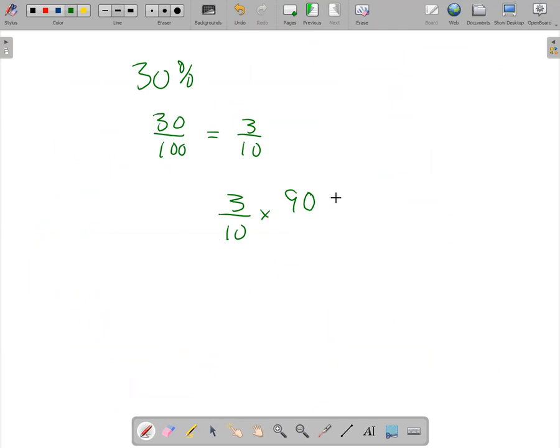10 goes into 90. You guys are usually so talkative and I can't get you to talk. 10 goes into 90 how many times? 9 times, and 9 times 3 is 27. Oh, okay. I thought you were a good day. Is it a full moon or something?